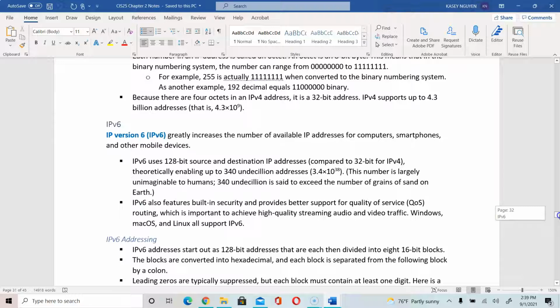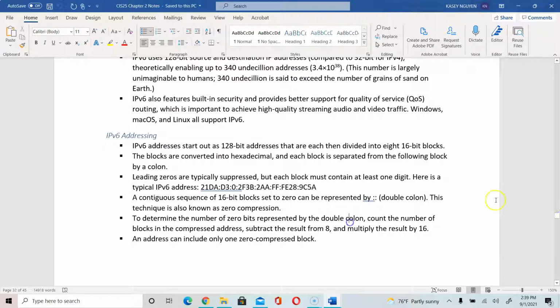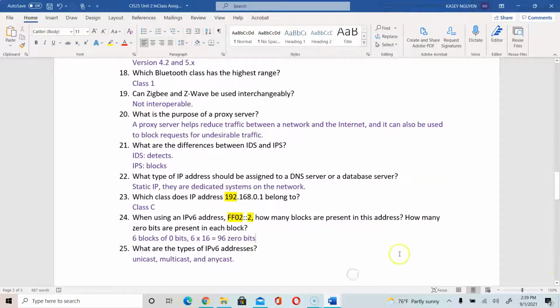Okay, here it talks about addressing in version 4 and version 6. It asks you what the types of IP version 6 addresses are. That will be unicast, multicast, and anycast. Unicast sends from one system to another system. Multicast is from one system to many systems. Broadcast is one system to all systems, and anycast is one system to any of the systems.